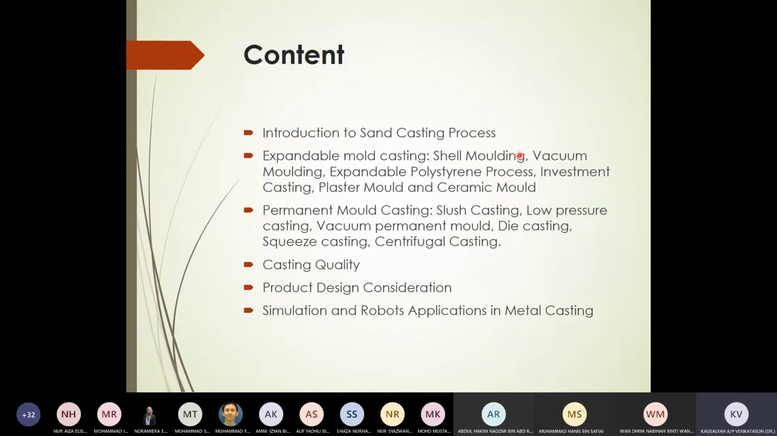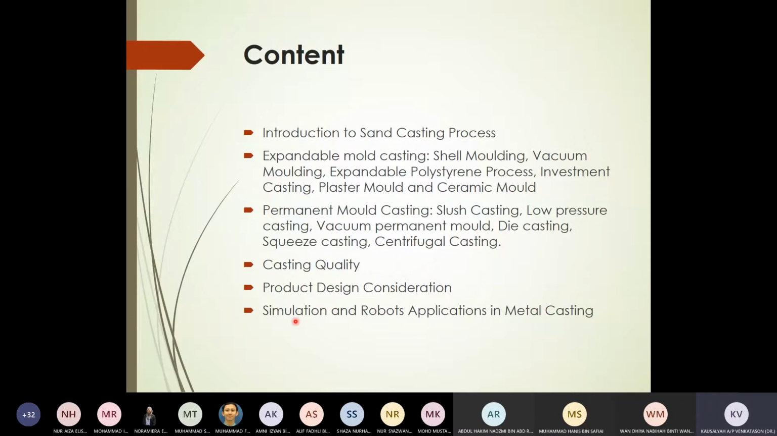So we have the different casting processes under expandable mold, like shell molding, vacuum molding, expandable polystyrene process, investment casting, plaster mold, and ceramic mold. And then under permanent, we're going to have slush casting, low pressure casting, vacuum permanent, die casting, squeeze casting, and centrifugal casting. Then we look at the quality of casting and the design considerations for casting process. And I'll show you two videos on simulation.